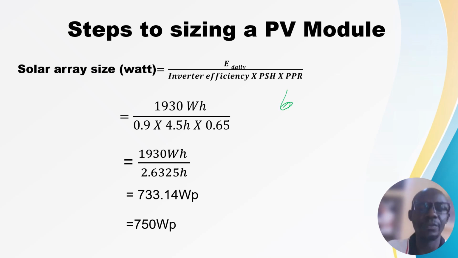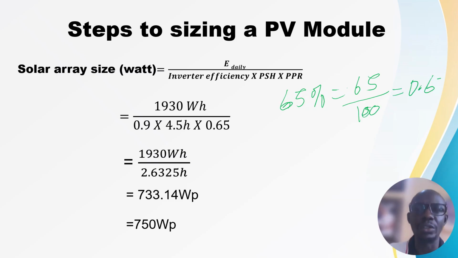65% means 65 divided by 100, which is 0.65. So that's it. Then doing this, multiplying it out using our calculator, we get this. So the hour, we can cross out the hour. So this one we get 733.14 watts peak. We call it peak wattage.